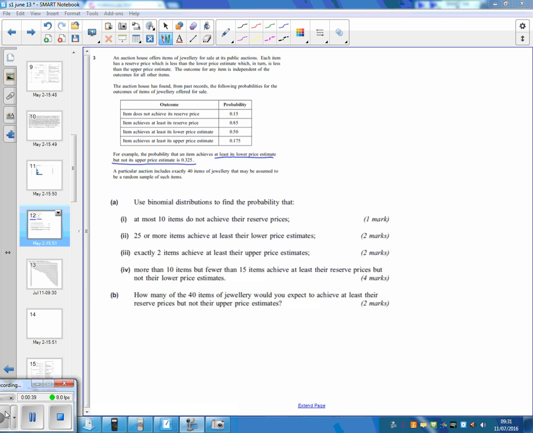So they're doing 0.5 take away 0.175. So really the hardest bit of this question is trying to work out which probability we need to use, because once we know that, we can just put it into our binomial. Here it's telling us that there are 40 items, n equals 40. So we know that we've got a binomial distribution. The outcome is distributed binomially, n is 40, and some probability that we need to take from this table or calculate.